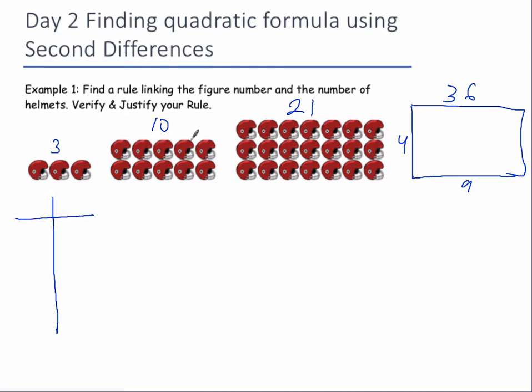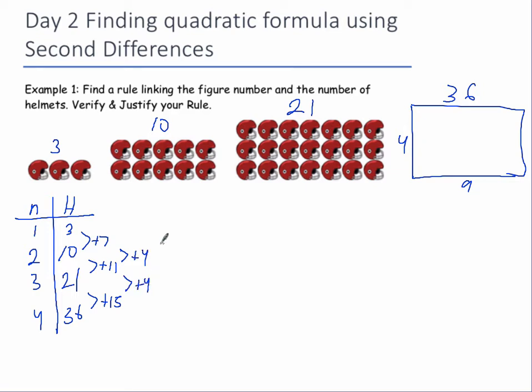Okay, so let's start by making a table, and I'll show you how you can get the rule from the table. Then we'll discuss how to get it from just a picture. So in figure number 1, we've got 3, and then in 2 we've got 10, 3 we've got 21, and in 4 we've got 36. Let's say helmets. This is increasing by 7, then 11, then 15, and these are not the same. That implies it's non-linear. This is plus 4 and plus 4, so if this number is the same, then we know it's quadratic.